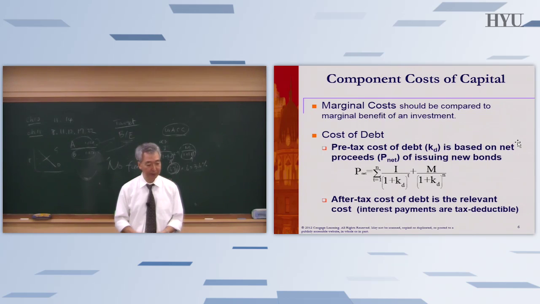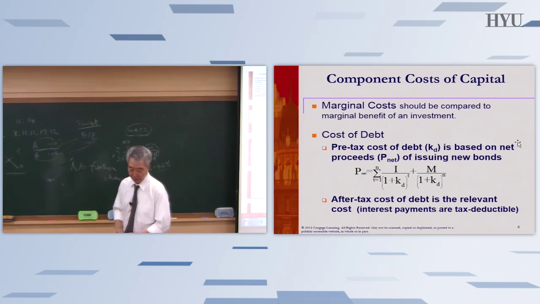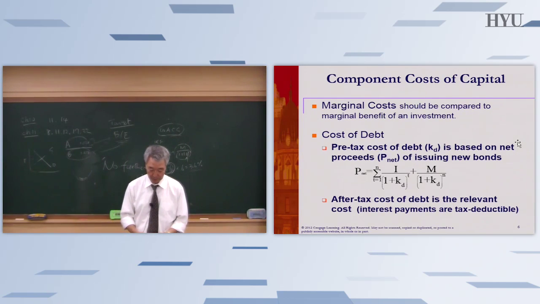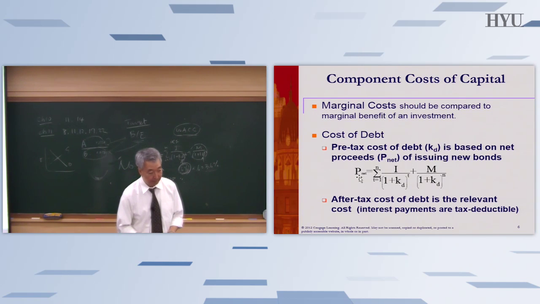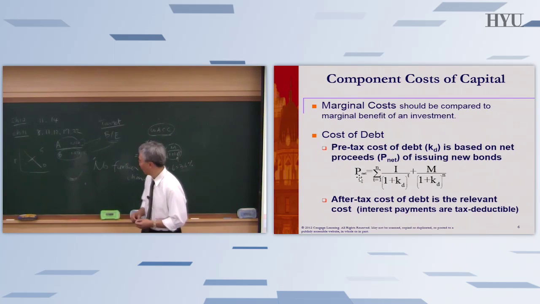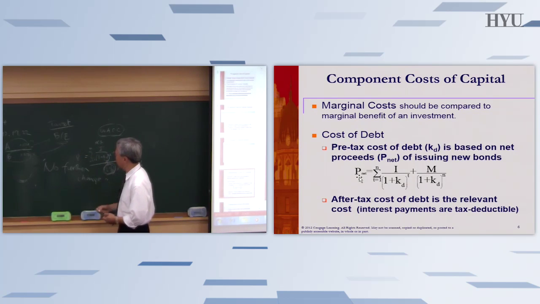So how do you reconcile this? Obviously we are talking about the internal rate of return concept here. The pre-tax cost of debt, KD, this discount rate here, is based on the net proceeds, the price net of issuing new bonds. So here, it's slightly different from what I've talked about before.